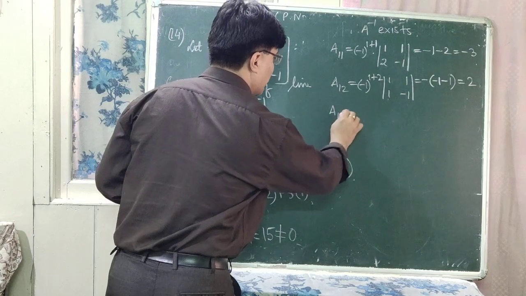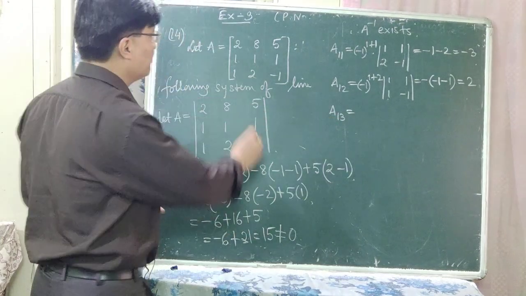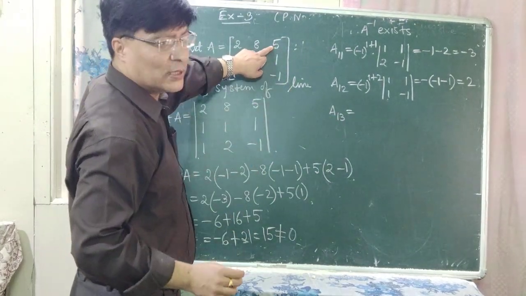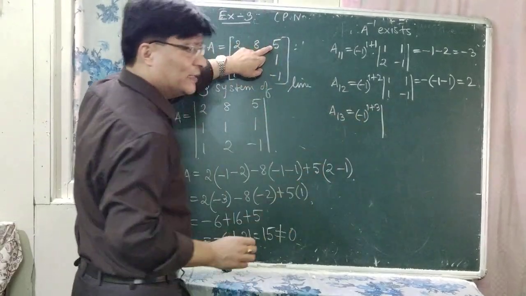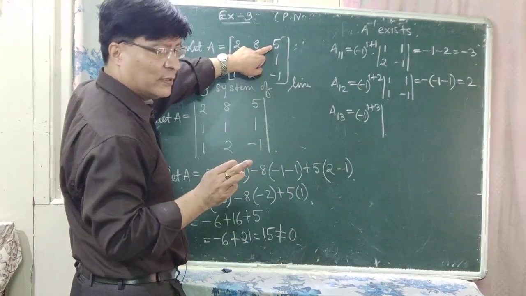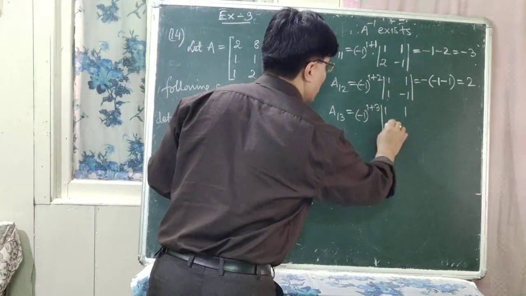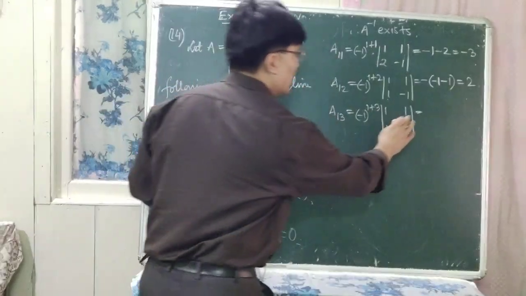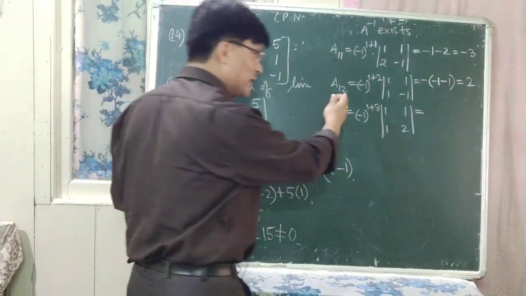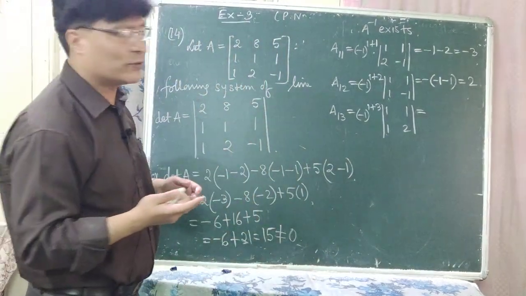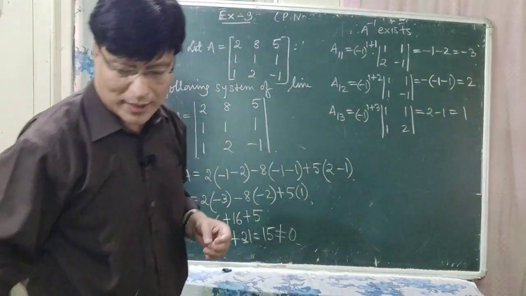Next one is A13. A13 means you have to find out the cofactor of the element belonging to the first row and third column, that is number 5. Consider the sign first: (-1) to the power 1 plus 3. Then delete the row and the column through the element 5. First row and third column are deleted. It remains 1, 1, 1, 2. What is (-1) to the power 4? It is always plus 1. Now expand the determinant. Plus 1 usually we don't write. So cross multiply, 2 minus 1, which is equal to 1. Right?